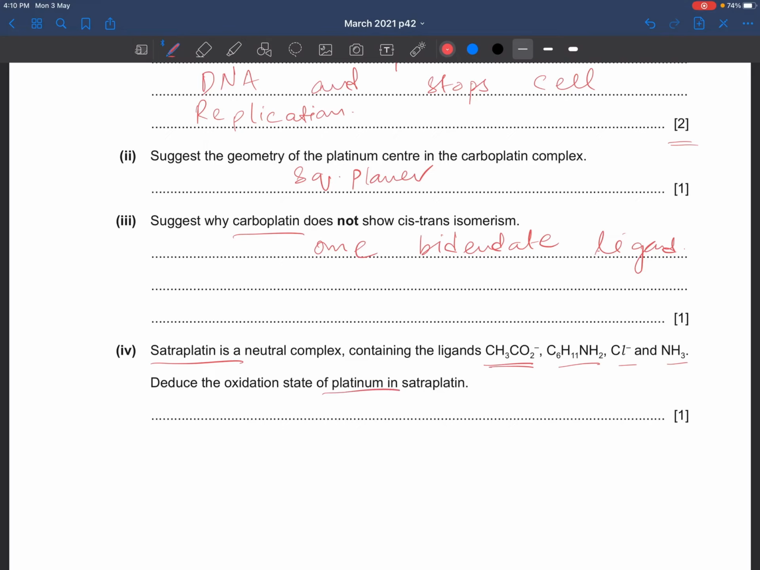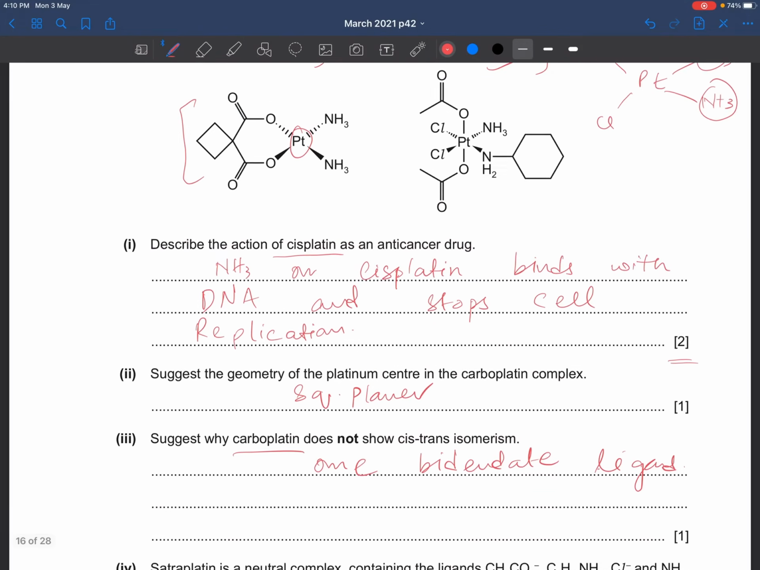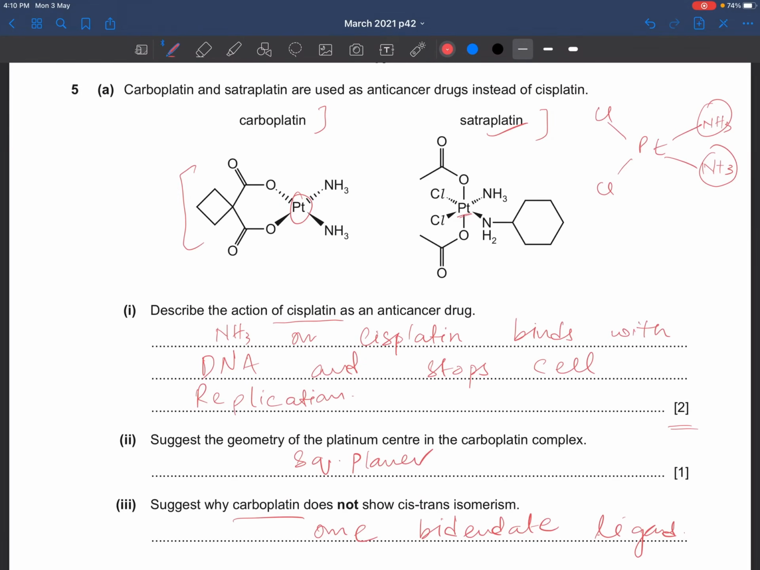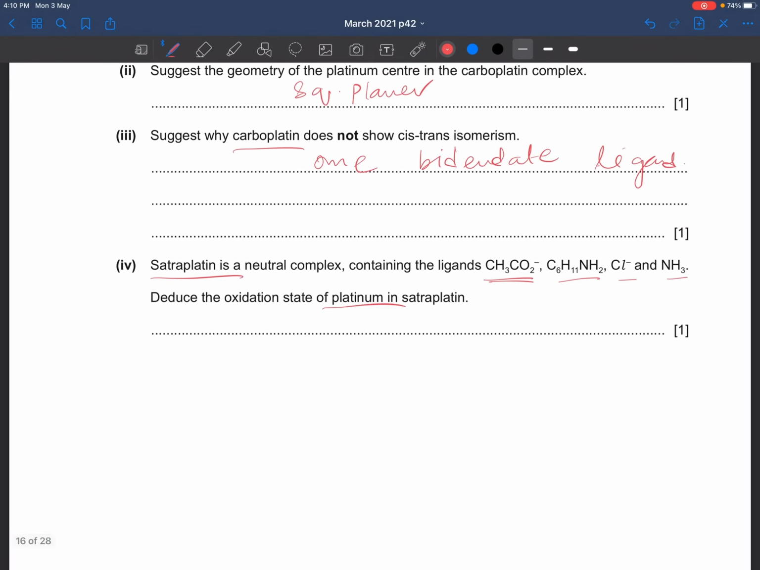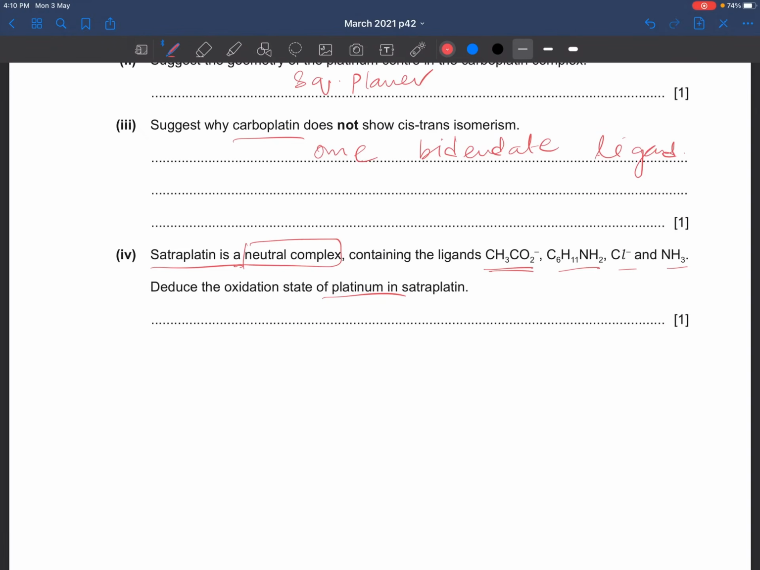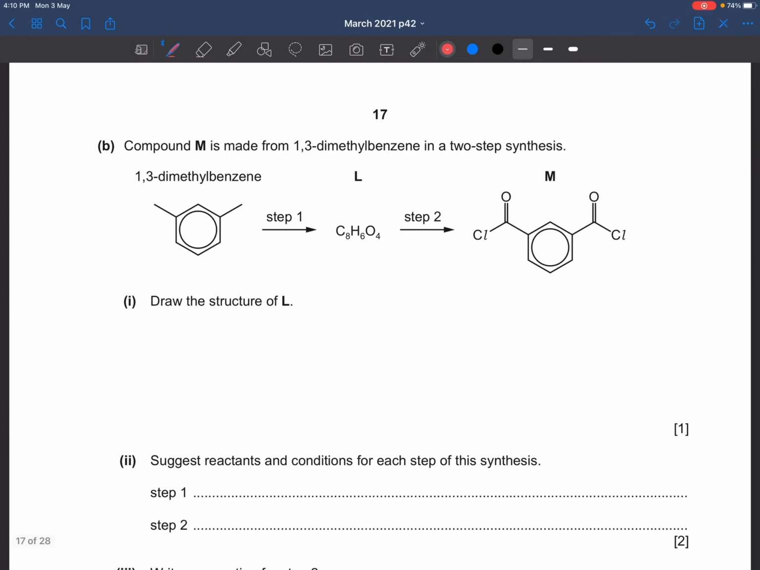Deduce the oxidation state of platinum in satraplatin. So Cl is -1, this is -1. NH3 is 0, NH2 is 0, oxygen -1, oxygen -1. So overall this is -4. So platinum would be +4 because they're saying this is a neutral complex. So the oxidation state of platinum is +4.